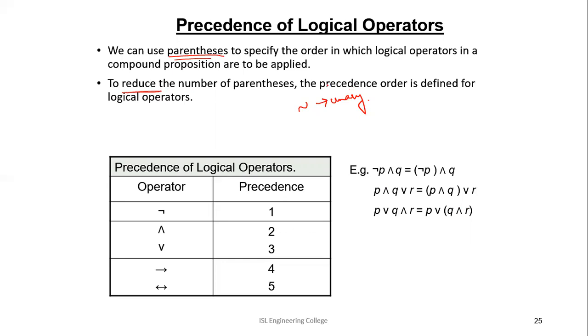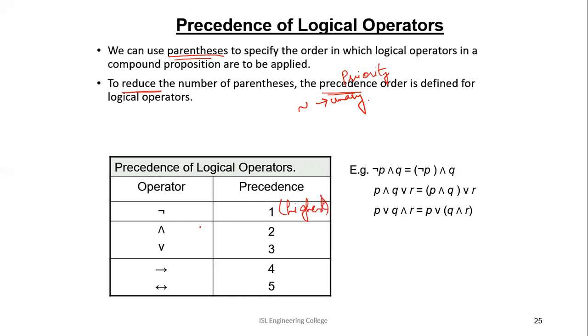In that case, precedence, or giving priority to the logical operators, is important. The rule in precedence is that the negation operator is applied before all other operators. So negation operator has the highest priority, which is 1.